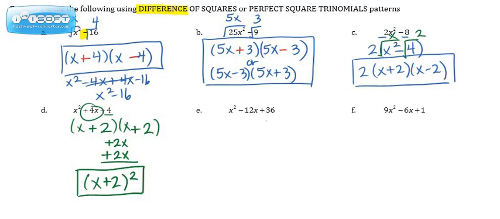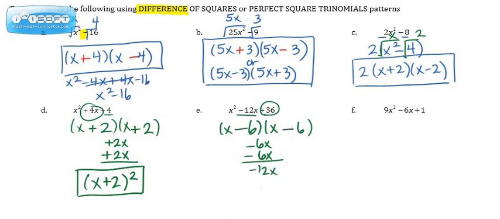Moving on to part E. x, x. I need two numbers that multiply to 36 and sum to negative 6. So the square root of 36 is 6, so I'm going to try those two. Okay. Any way to get to negative 12x? Yep, put a minus and minus. So I get x minus 6 squared.